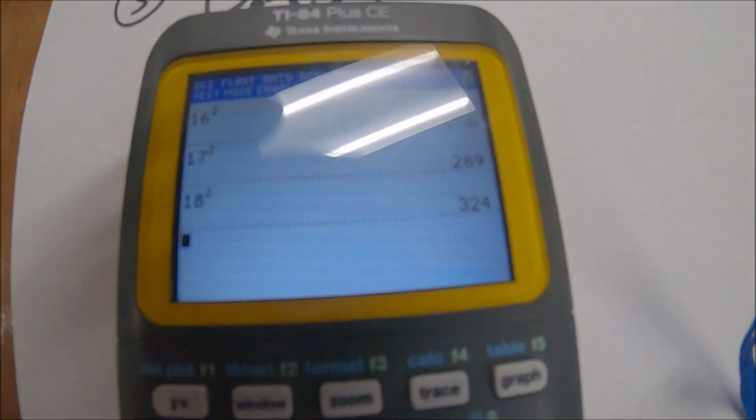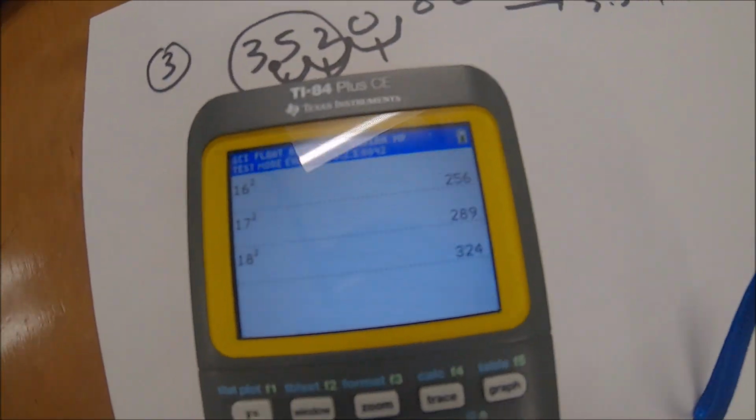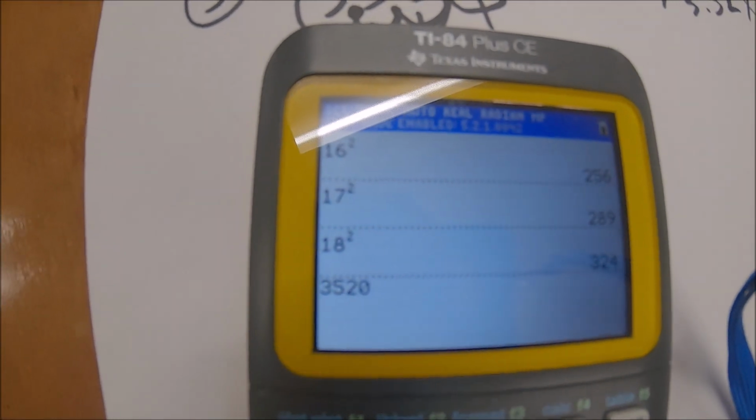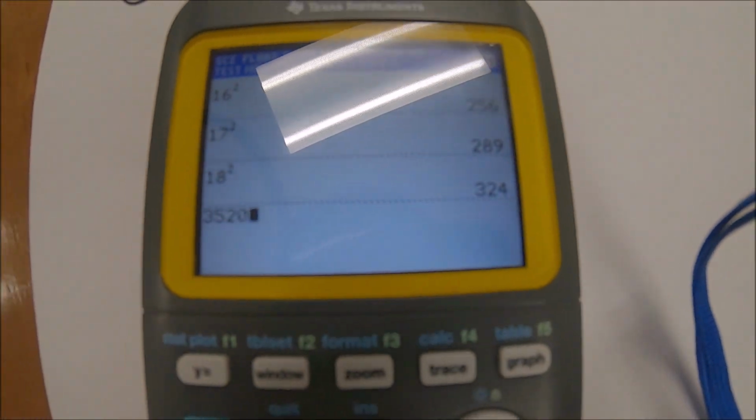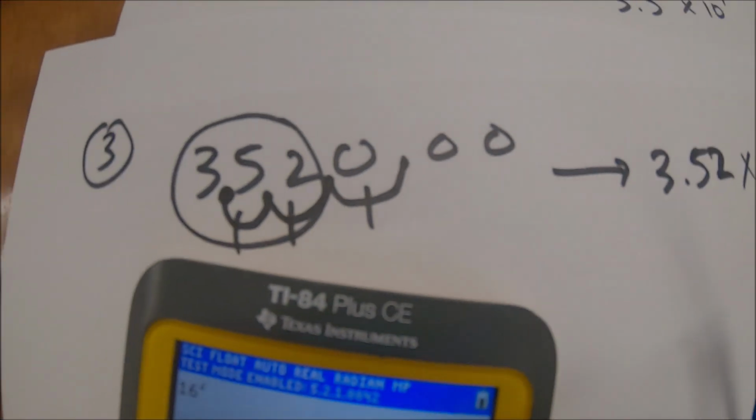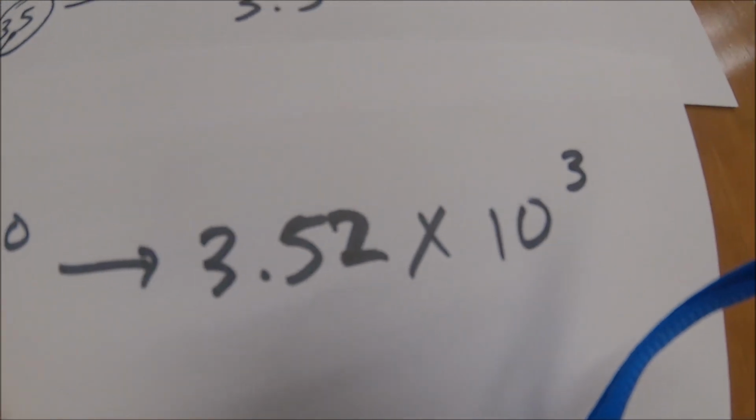So now, that same example, if I were to type in the number 3,520 and I wanted it to output in scientific, I have to change to scientific mode and I press enter. And it gives me the number 3.52 exponent 3, which is exactly what we created when we counted how many times we moved our decimal. 3.52 times 10 to the third.